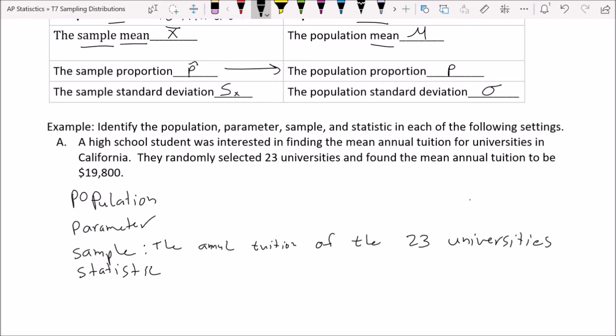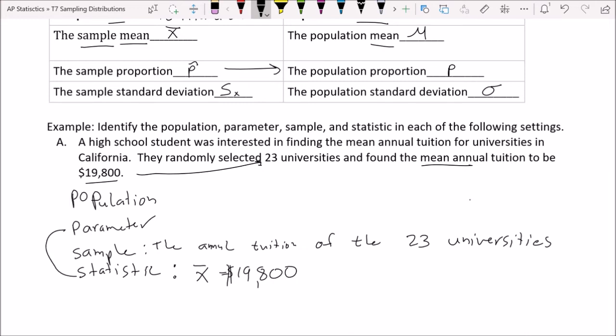All right, so they're collecting data, right? They have a list of 23 tuition values, 23 dollar amounts. Then from that, they make a statistic. What was the statistic they found? They found the mean was 19,800. That's referring to the sample statistic. Remember, both start with an S. So that's the statistic. It's that x bar equals $19,800. I should include the dollar sign. Cash money.